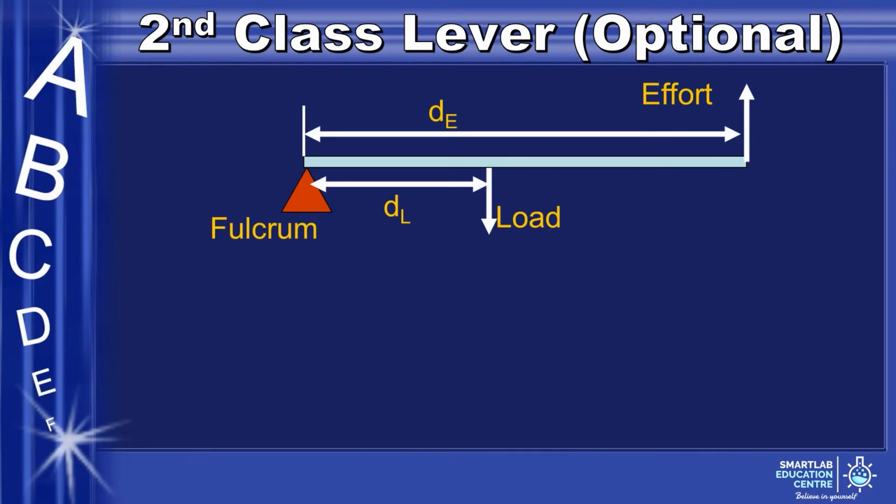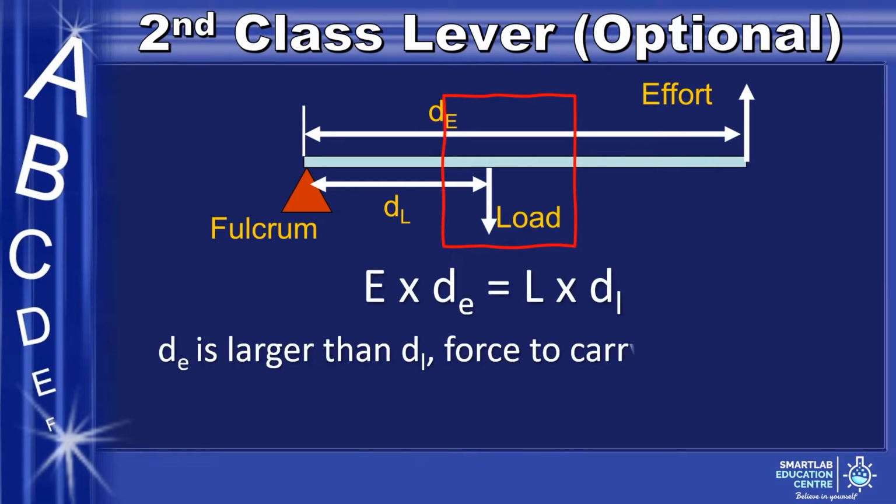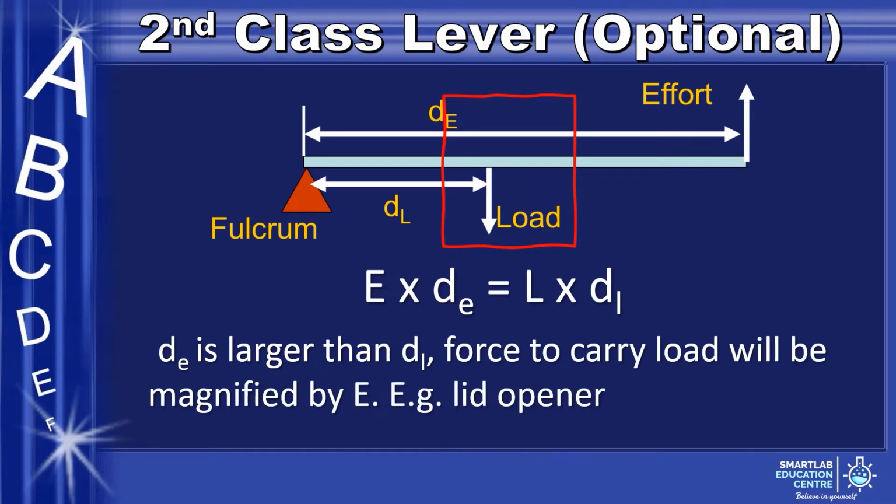Next, we have second-class levers. In a second-class lever, the load is placed in the middle of the pivot and the effort. Since d effort is larger than d load, the force to carry the load will be magnified by the effort.